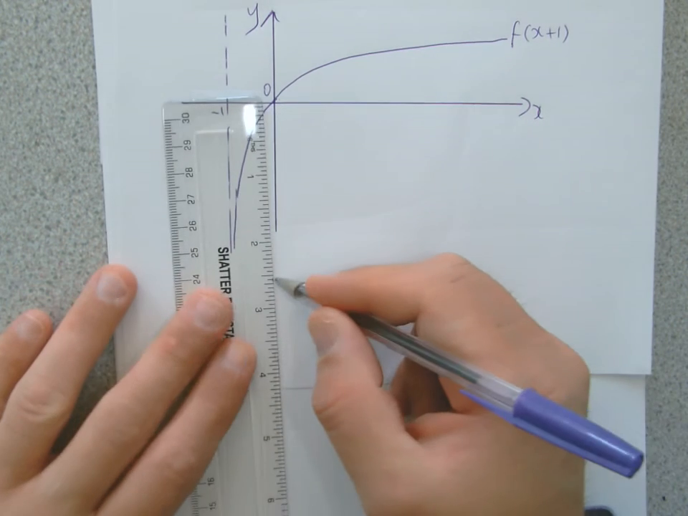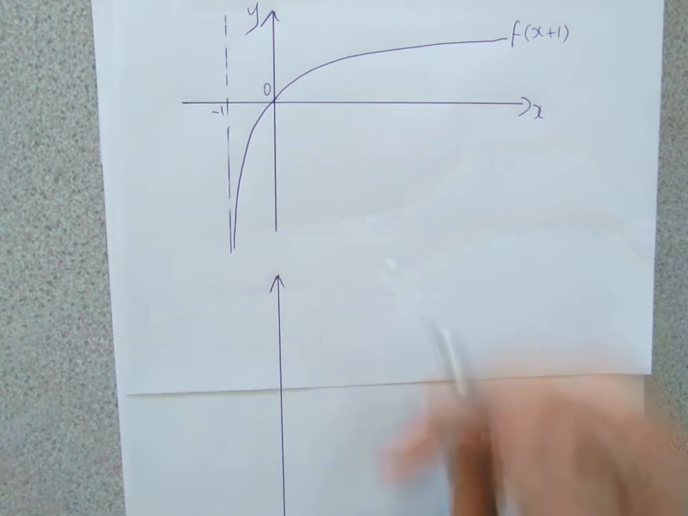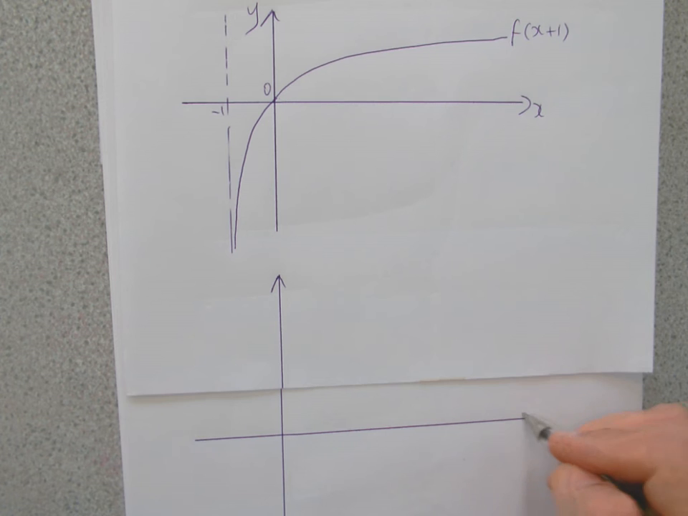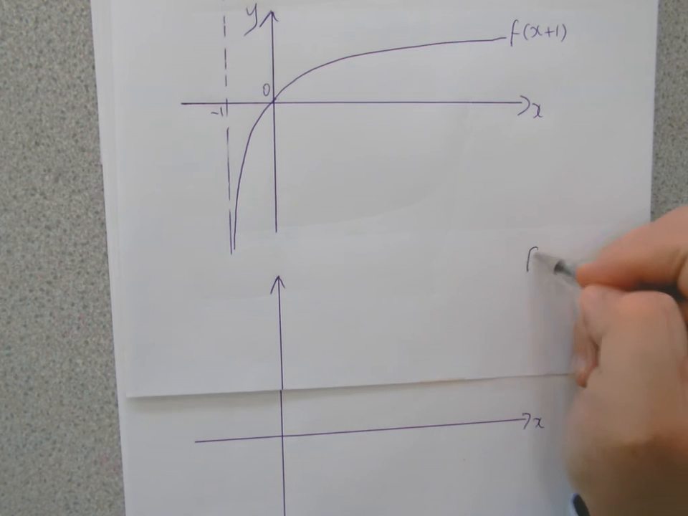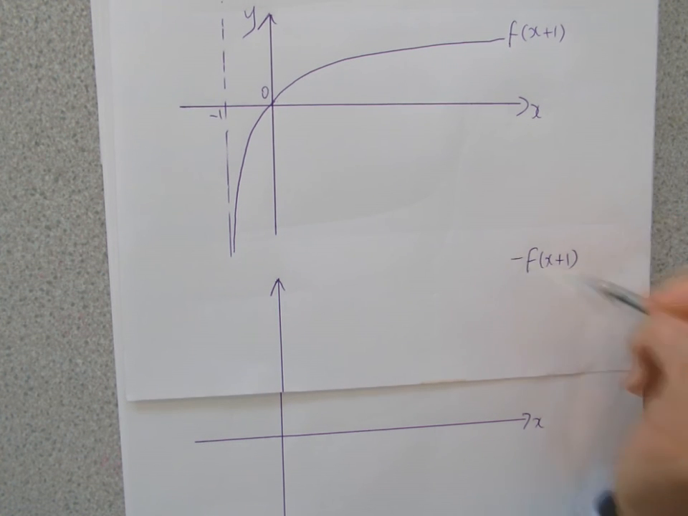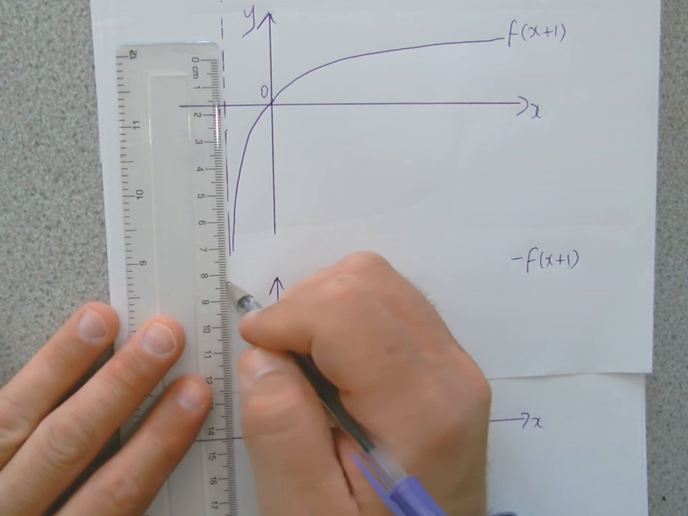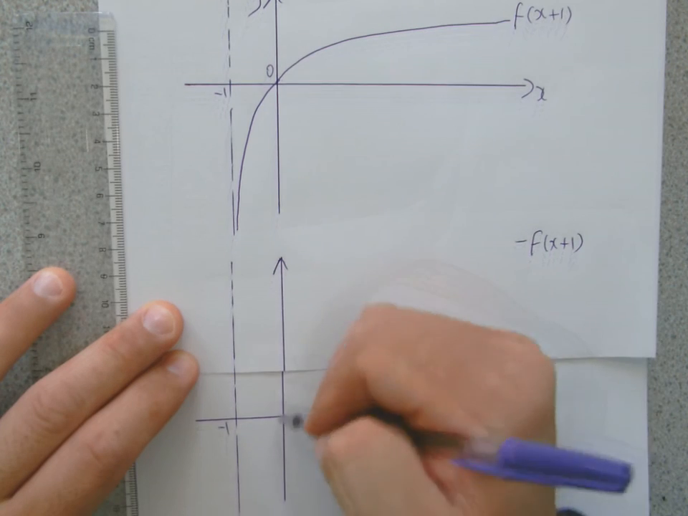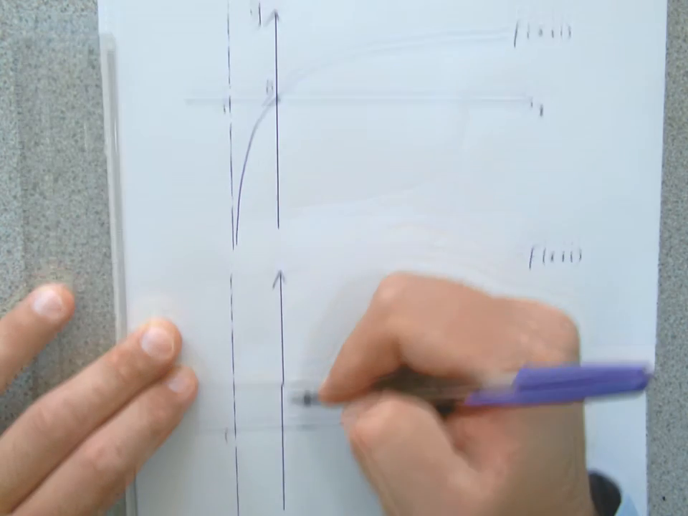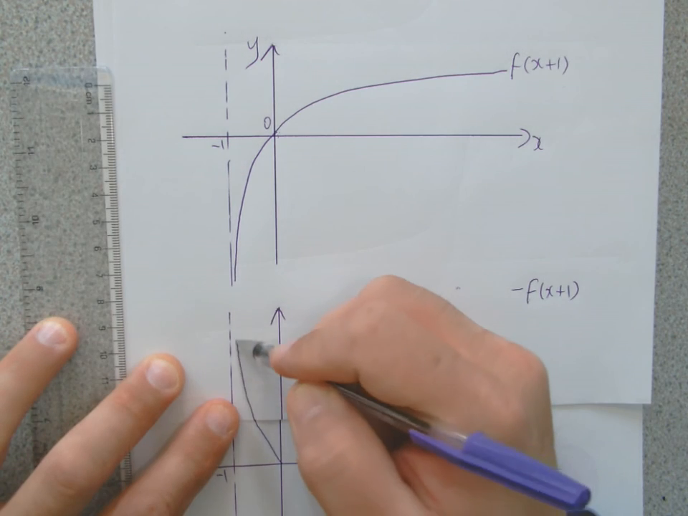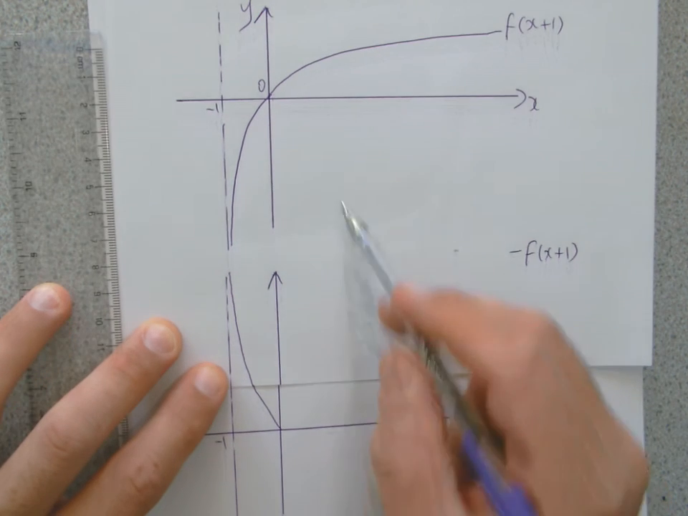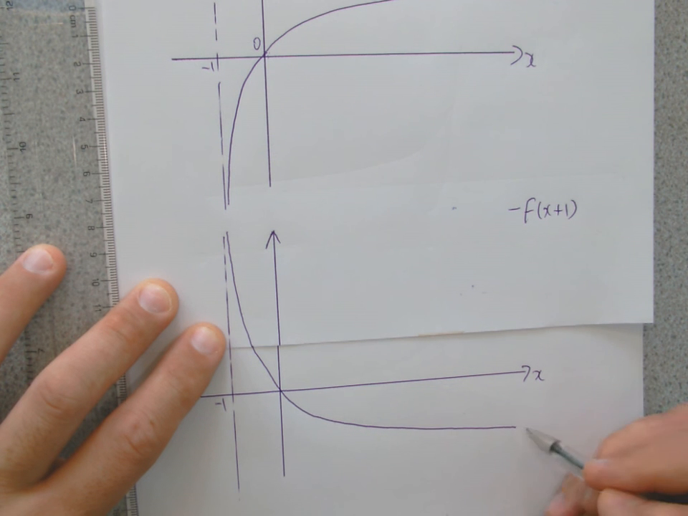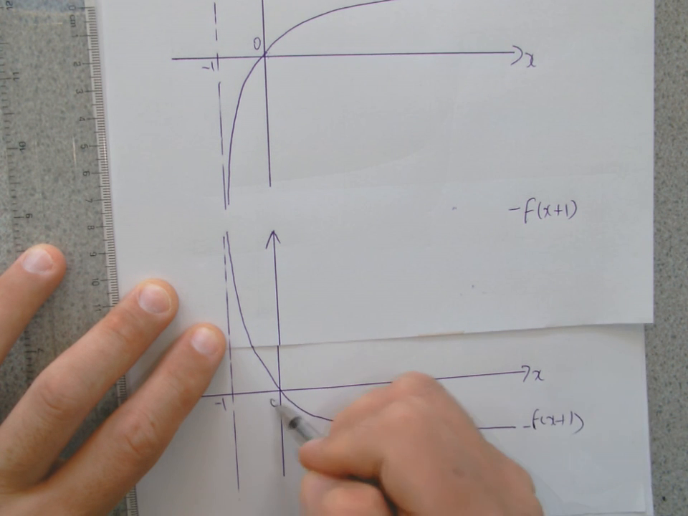My asymptote is still going to be at minus 1 because I want to draw minus f of x plus 1. But what will happen is this curvy bit here will get reflected, so then it'll go towards positive infinity. And then this positive bit here will actually keep going now and it'll become negative. So that's your minus f of x plus 1. Make sure you have the origin there.